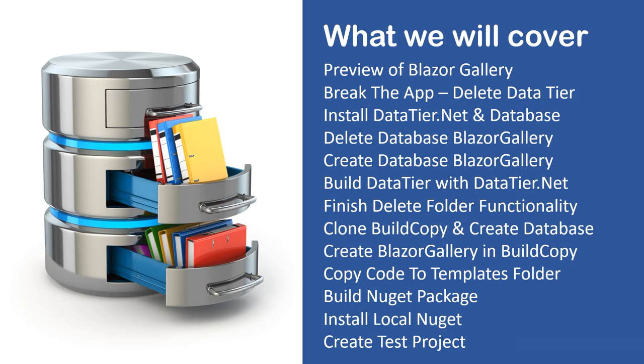The latest code is on GitHub. And then we're gonna create our first build copy project, which build copy has its own SQL Server database we have to install. We'll do that. And then once you create your first Blazor Gallery project, we'll just hit copy, and then we're going to actually create the Nuget package. And I'll show you how to create a local Nuget package so we can test it out and use .NET new, and you can create a Blazor image gallery in just a few seconds.